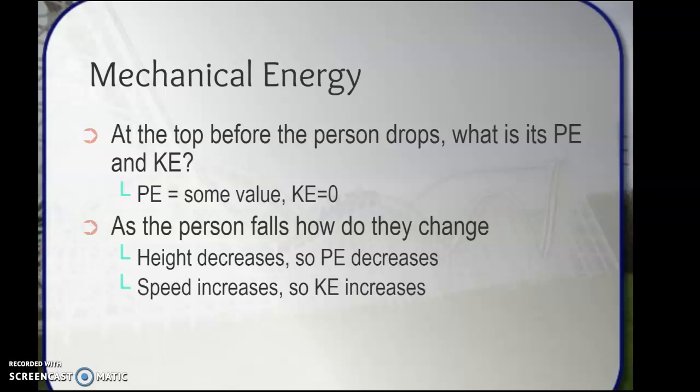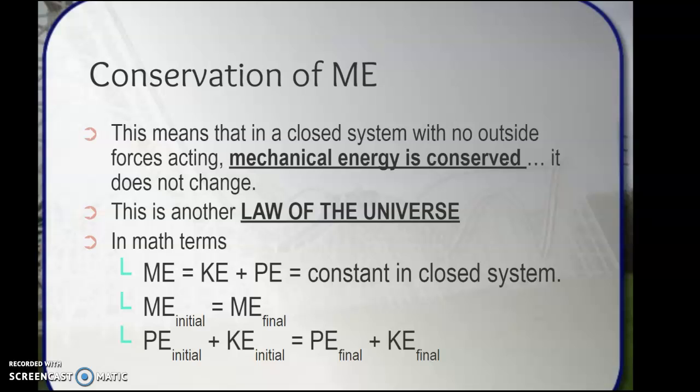So as a person falls, how do they change? Well, as the height decreases, so does your potential energy, because your potential energy depends on your mass and your distance and g. So if you decrease that distance, then you're going to see a decrease in your potential energy. And as your speed increases, so does your kinetic energy. All right, so that's what kinetic energy is, that energy in motion, and that potential energy is that potential to move, or that potential to cause damage.